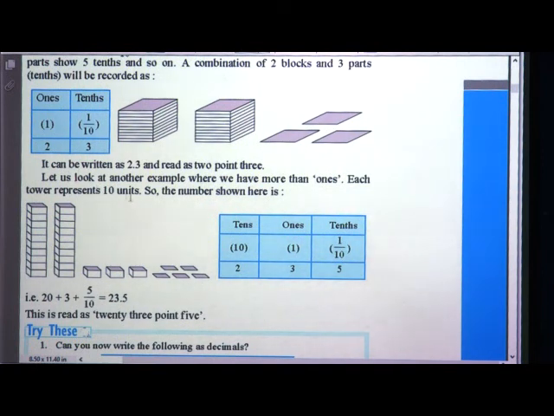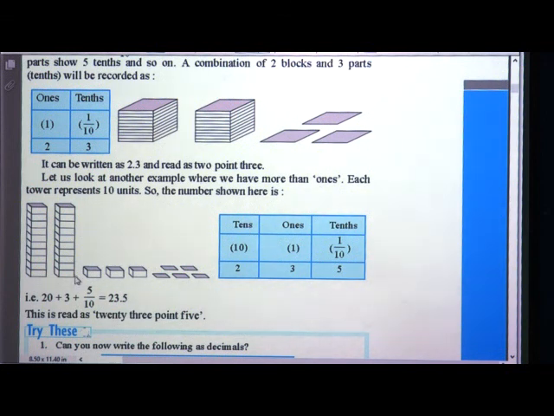let us look at another example where we have more than ones. Each star represents 10 units. So, the number is shown here. Students, we have seen the place value for tenth and ones. Now we are going to see tens, ones and tenth. You can see this image. We have these blocks here. Each tower represents 10 units, so this comes in the place of tens.